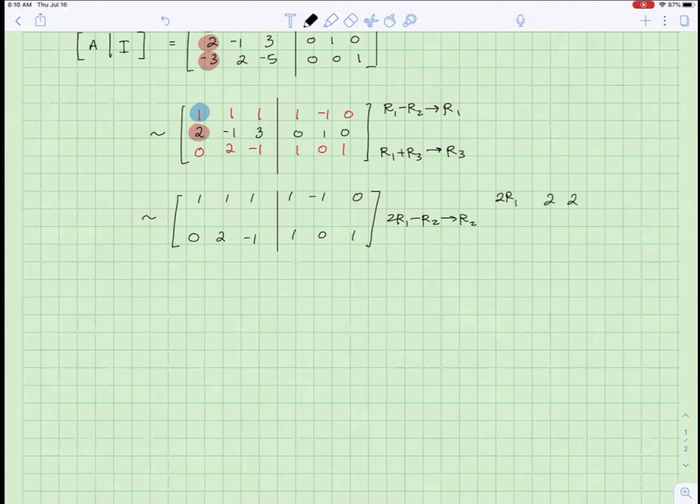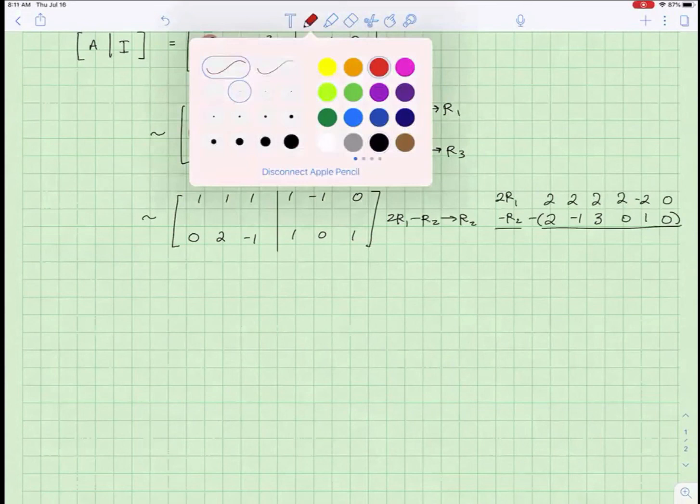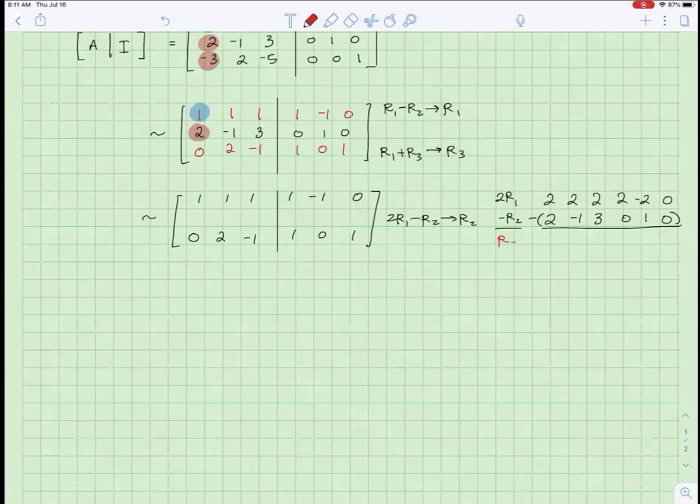2, 2, 2, 2, negative 2, 0. The middle row is 2, negative 1, 3, 0, 1, 0. And we're going to subtract row 2. That'll be my new row 2.